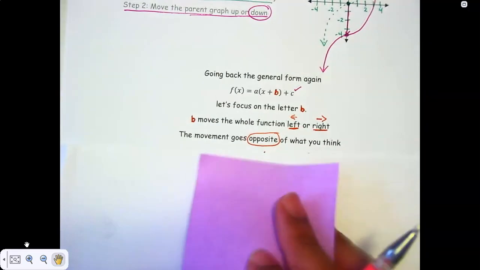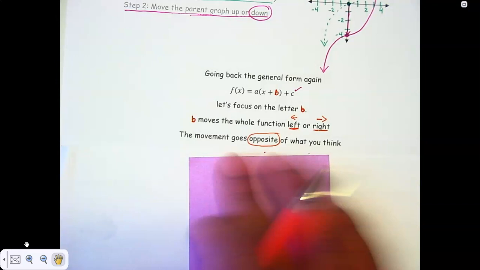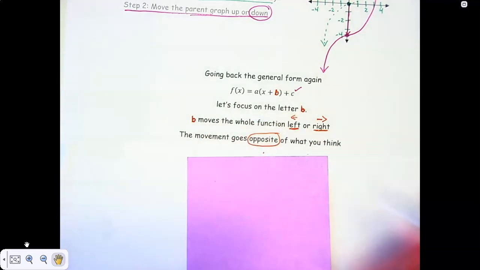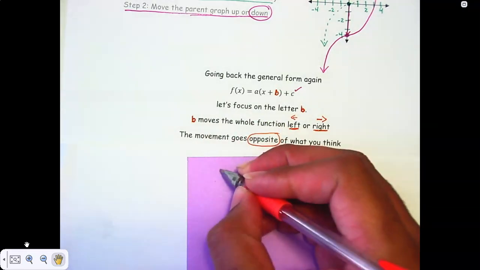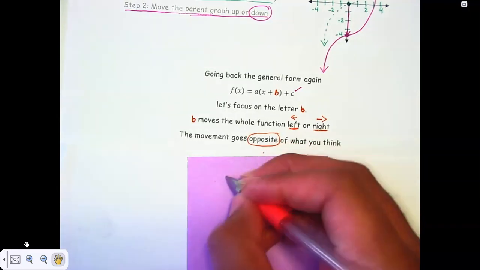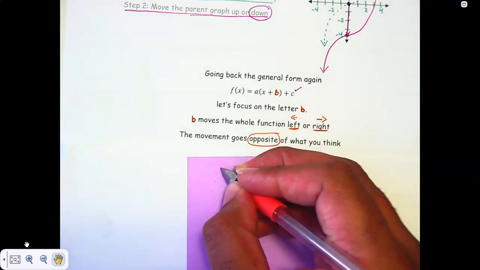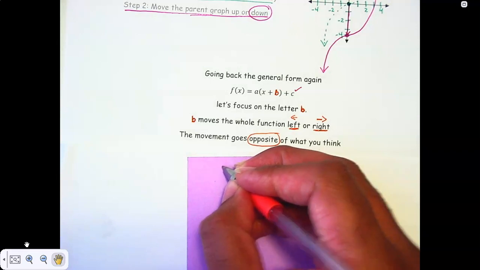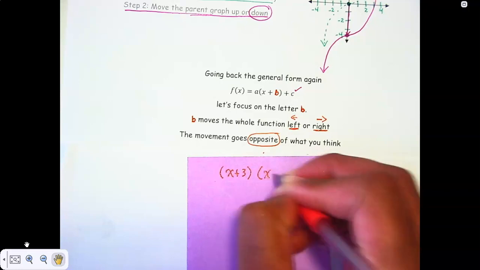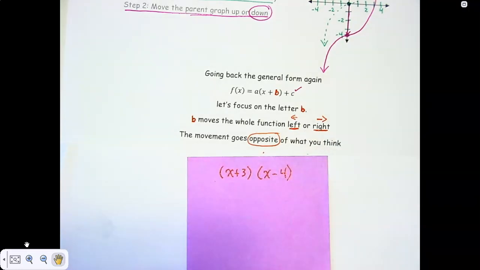Let's say we're looking at factoring here. Like when we did this early on in the semester, we looked at factoring and working things apart and all that good stuff. Let's say we had x plus 3 and x minus 4 as our factors, and we're going to solve this for x.